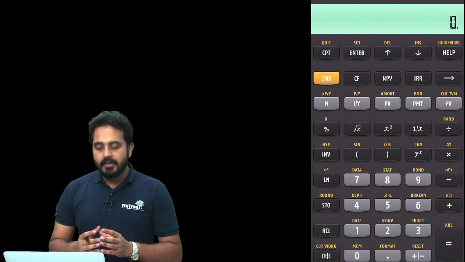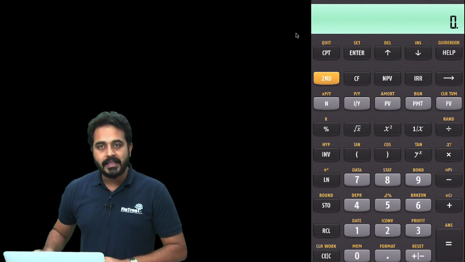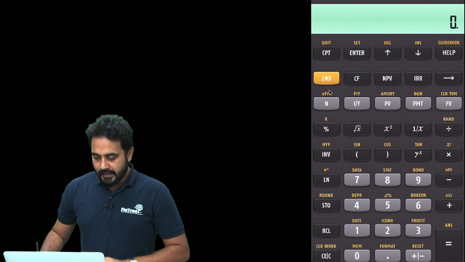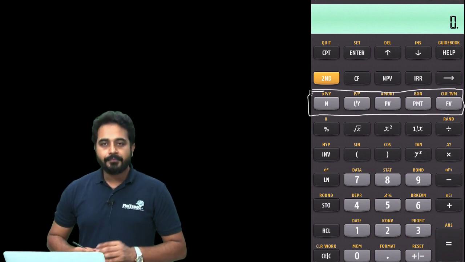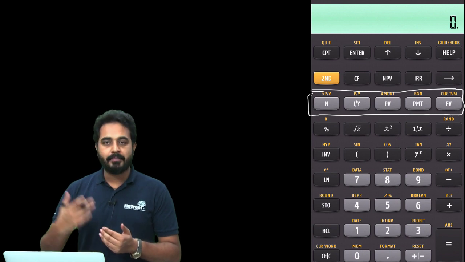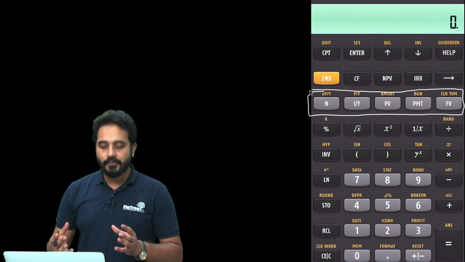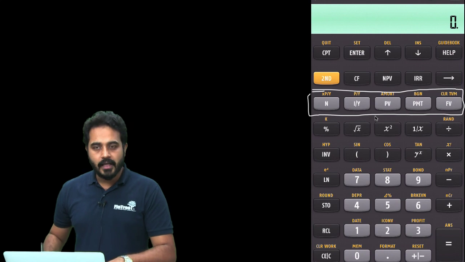In this video, we will learn how to make use of the TVM row of the Texas calculator. The third row in this calculator is popularly called the TVM row, and it allows you to take the present value and the future value of a certain set of numbers. We'll learn this with the help of a few examples.